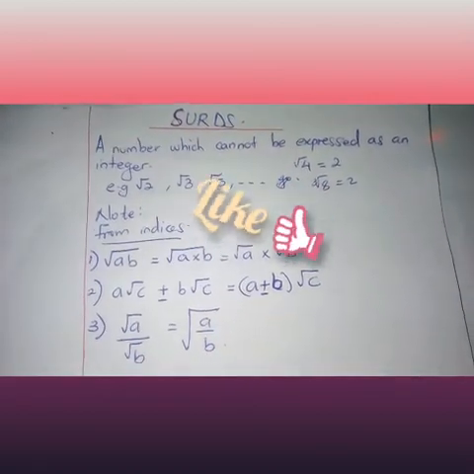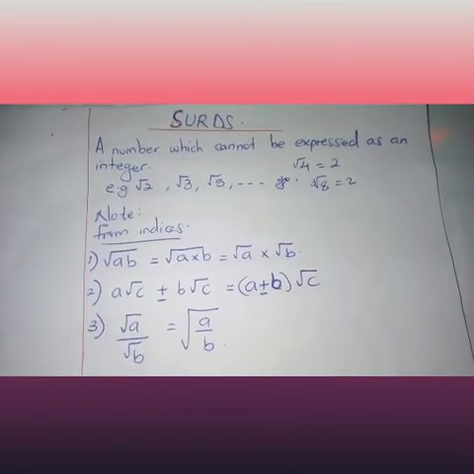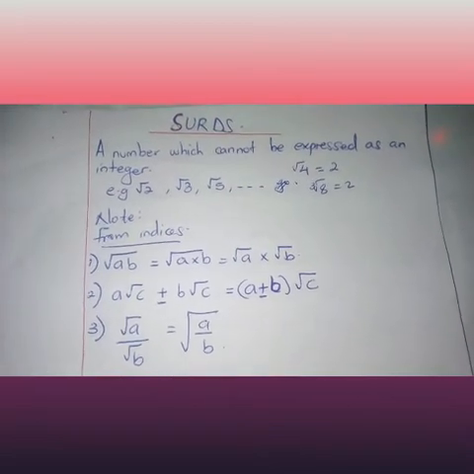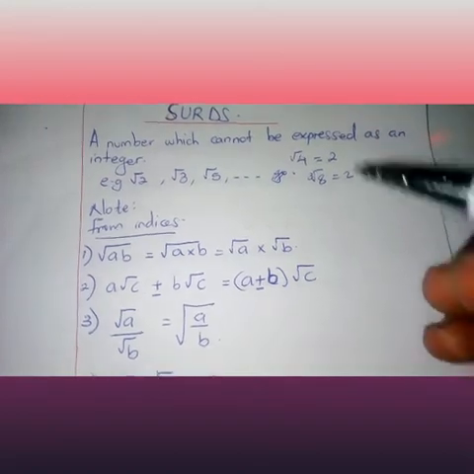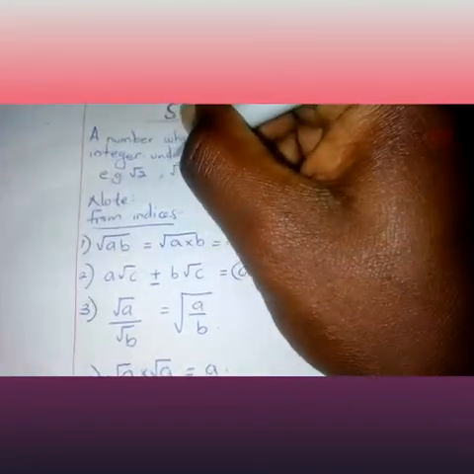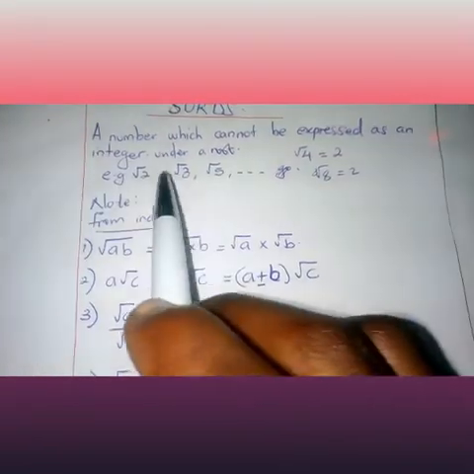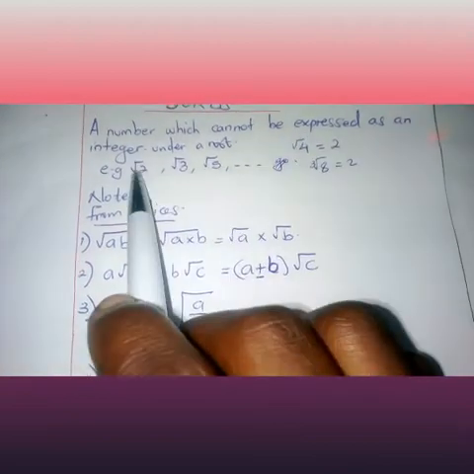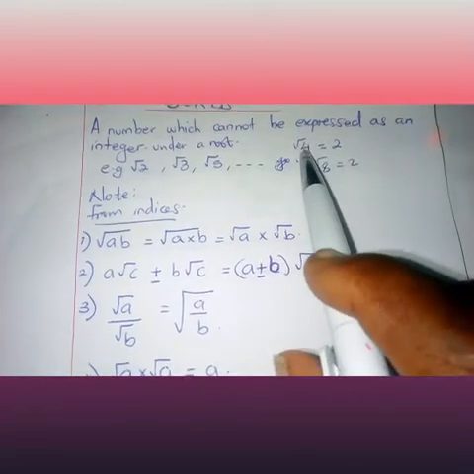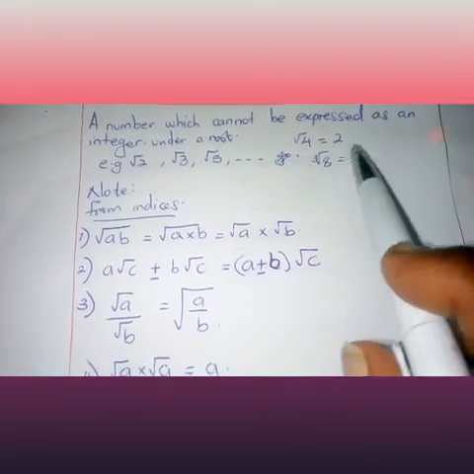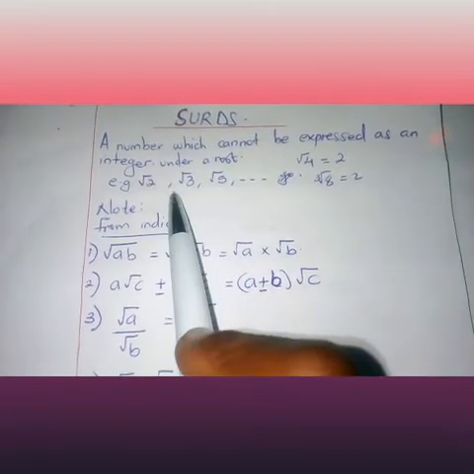So Surds is what we are going to look at today, which is a continuation of the indices. The first thing to look at is the definition, where we are going to see that a surd is a number which cannot be expressed as an integer and under a root. So when you look at these three, you cannot find their square root, but for these two, root 4, root 8, cube root 8, you can find the direct root, which is an integer. So these are not surds, these are surds.